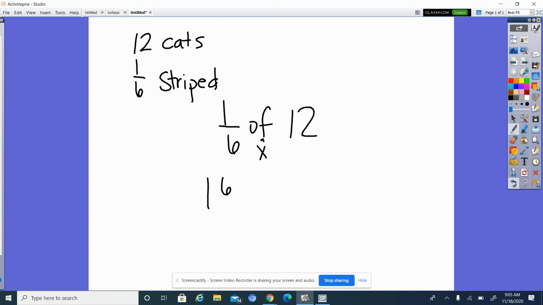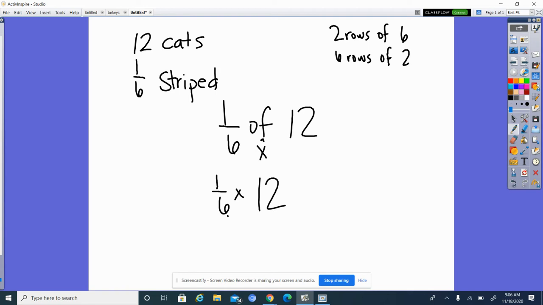So we're doing 1/6 times 12. Okay, we need to come up with an array that has a total of 12, but either our columns or our rows are in 6. Manuel. 2 rows of 6. That works. 6 rows of 2. That works. Which one do we want to do? That's going to take them more time. 2 rows of 6 could be pretty easy, right?